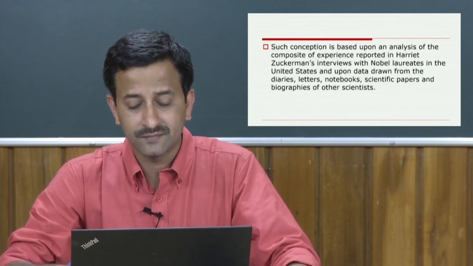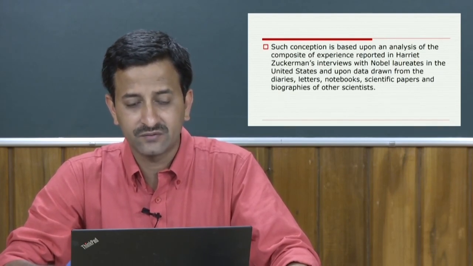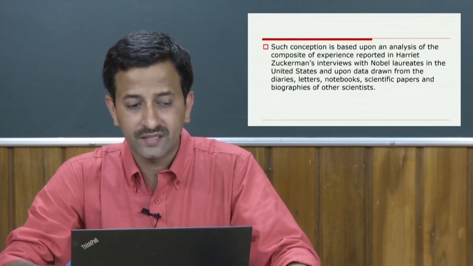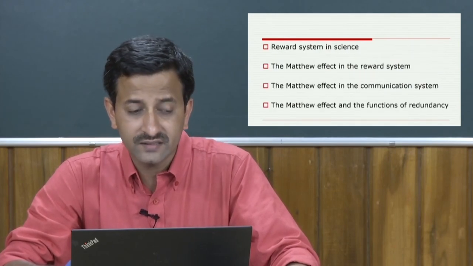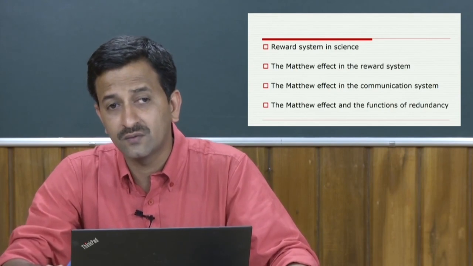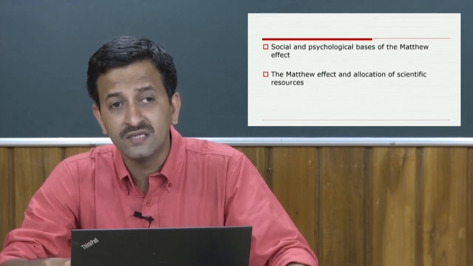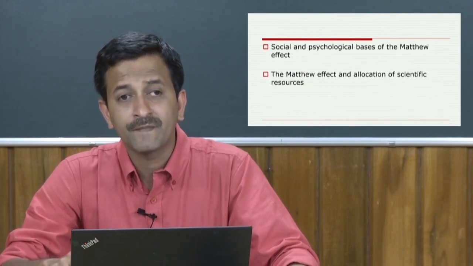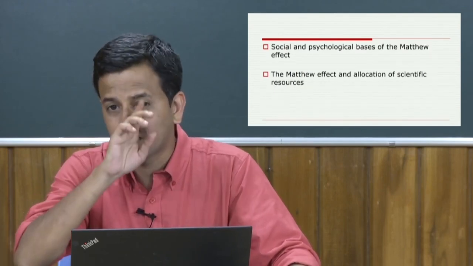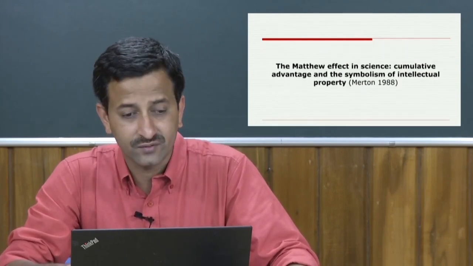And such a conception is based on an analysis of composite experience reported in Zuckerman's interviews with Nobel laureates in the United States. There we have discussed the reward system in science, the Matthew effect in the reward system, the Matthew effect in the communication system, the Matthew effect and the functions of redundancy, the social and psychological basis of the Matthew effect, and the Matthew effect and allocation of scientific resources.